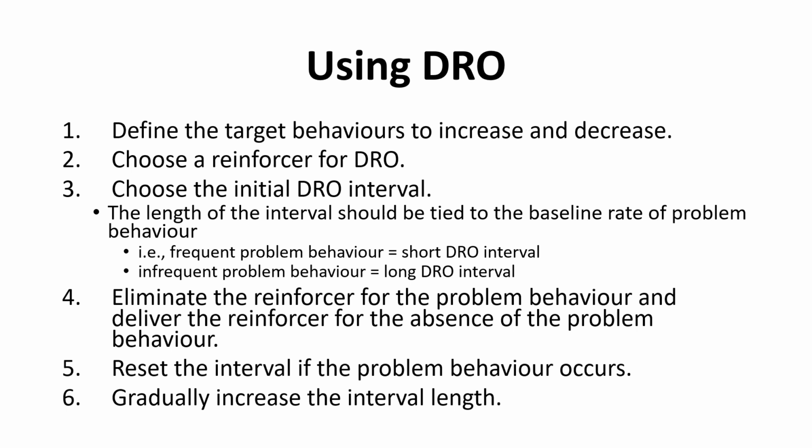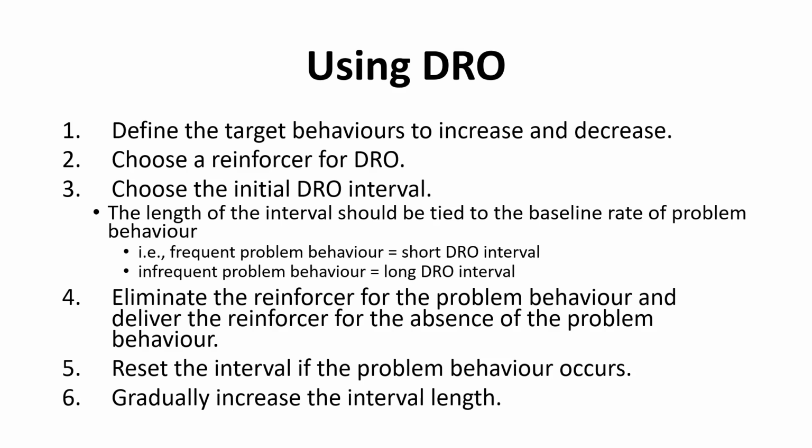The next thing we want to do is decide an initial DRO interval. This is basically saying, how long does the child have to not be sucking their thumb before the parent resumes reading the story? There's usually going to be some kind of window after that behavior has occurred where we want to make sure that it's not going to reoccur before we deliver that reinforcement. So maybe the child has to stop sucking their thumb for 5 seconds before we resume the story.